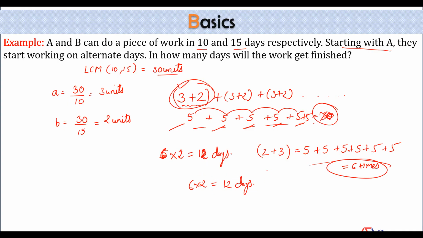It does not matter who is going to start the work in this particular question, because I am getting the answer of complete cycles: exactly 6 complete cycles are required. Let's see what happens if the number of cycles is not complete in the next question.